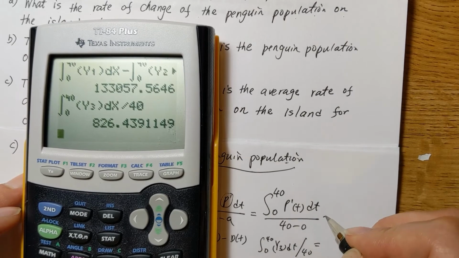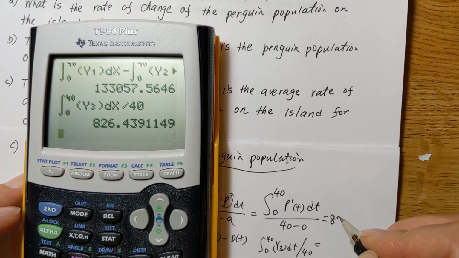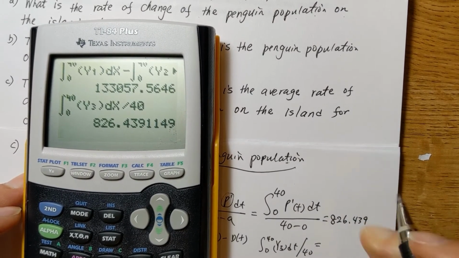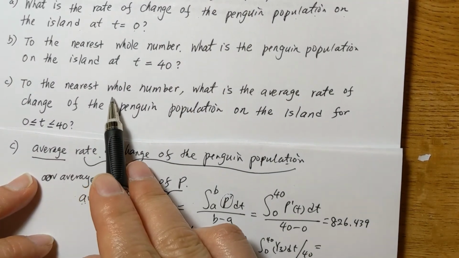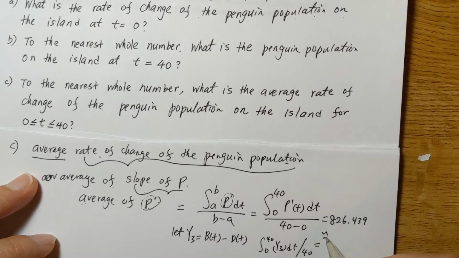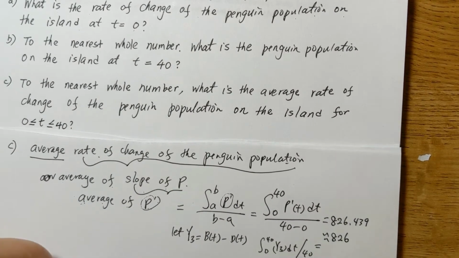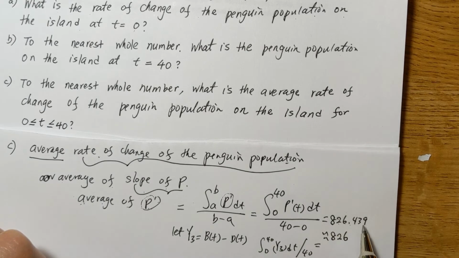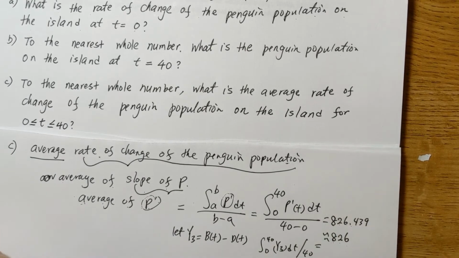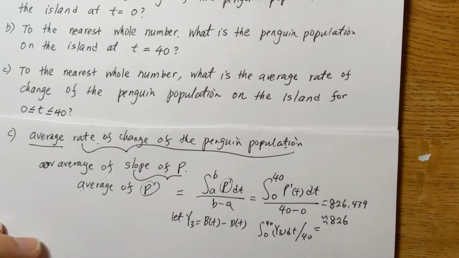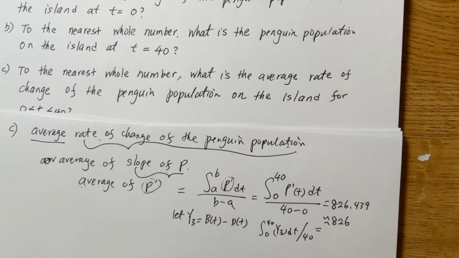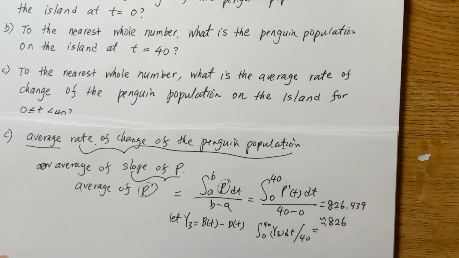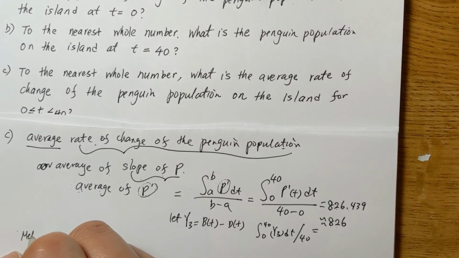So we got 826.439. And we want to get the whole number, so we round it to 826. Of course, there's another way to do this question. So if you want to know, let's take a look at method number 2.